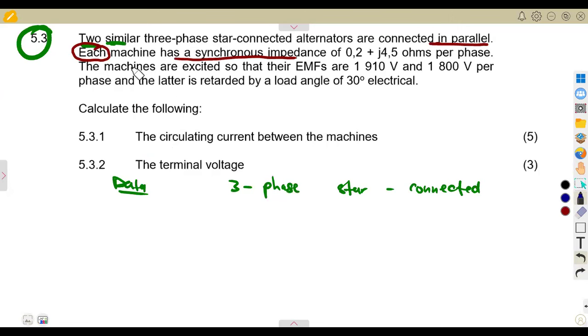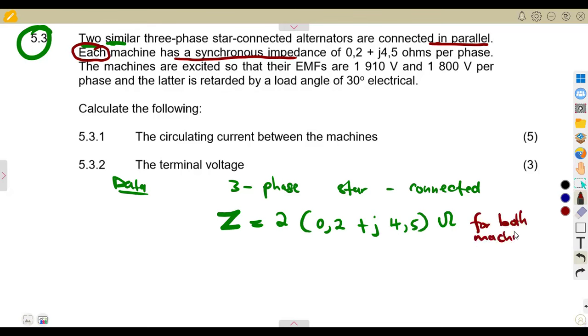If they are identical to each other, they're the same. So Z must be 2 times what we are given here, 0.2 plus j4.5. This is supposed to be our Z, the total for both machines. So you multiply 2 times 0.2, which will be 0.4, plus 2 times 4.5, that will be a 9. So you've obtained this, and remember, this is a rectangular form.